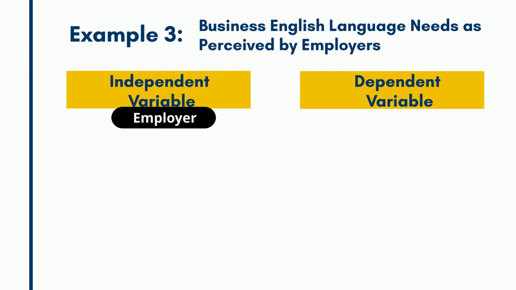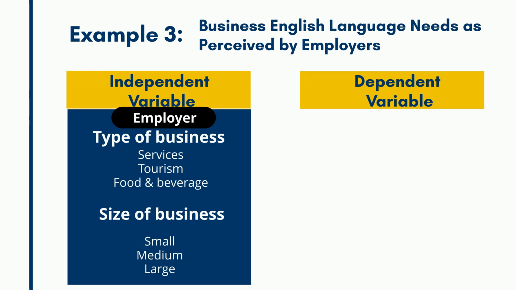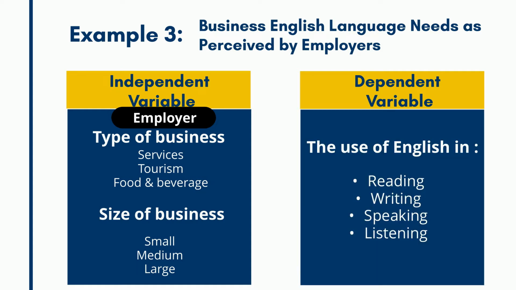An employer can be grouped under a number of categories. A researcher may be interested in the type of business that it is running. Among them are services, tourism, and food and beverage. The researcher may also want to look at the size of business, that is, whether it is small, medium, or large. When analyzing the use of English, a researcher can divide it into the four language skills, namely reading, writing, speaking, and listening.